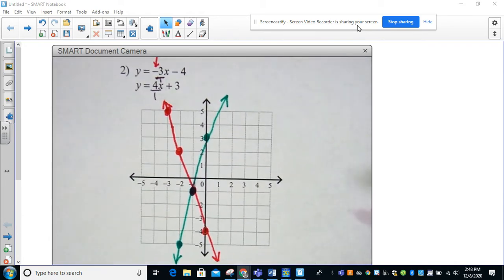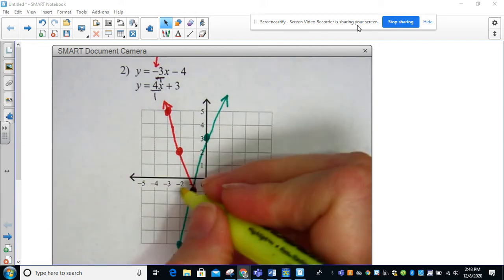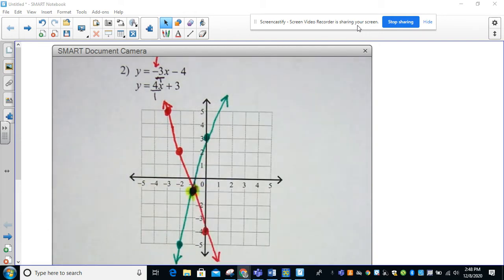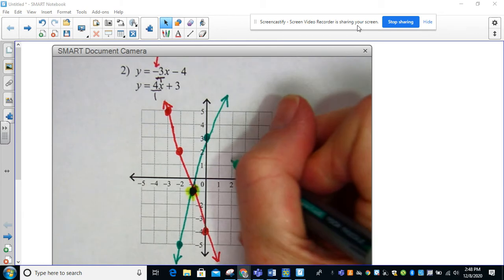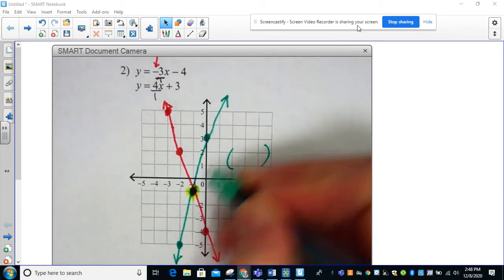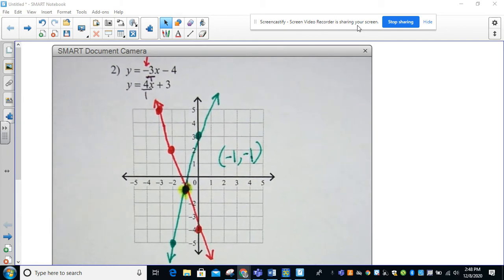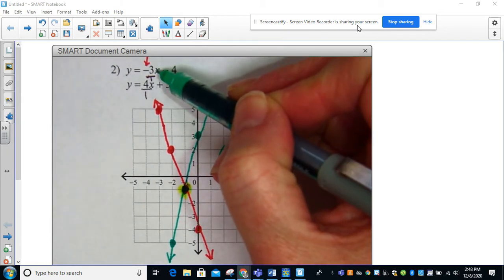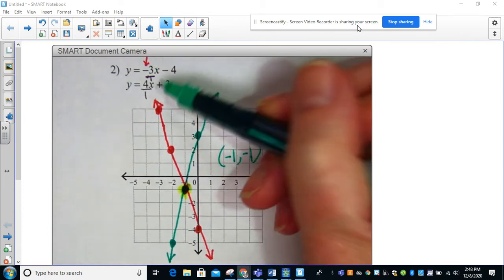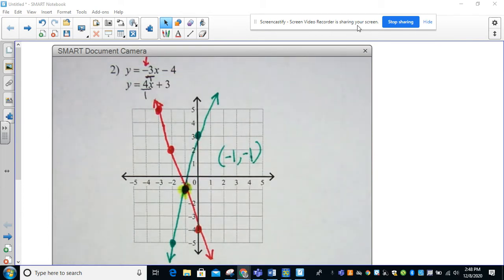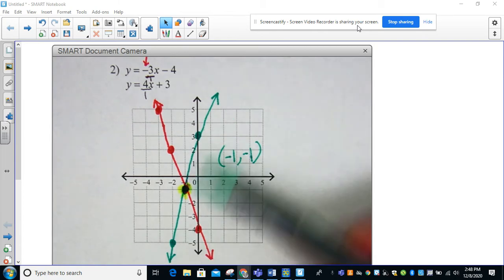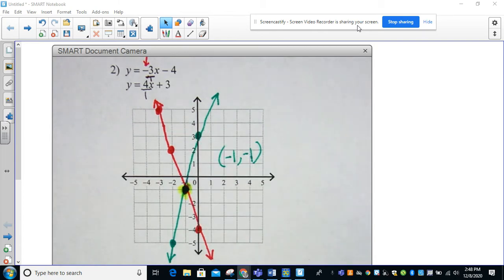Now, the purpose of this systems of equations is to find the solution, the point where the lines touch, if they do. And they do right there. So the solution is the point negative 1, negative 1. So basically, I could check myself. If I plugged in a negative 1 here and a negative 1 here, it would work. And a negative 1 here and a negative 1 here, it would also work. But basically, it's where these two lines touch each other.